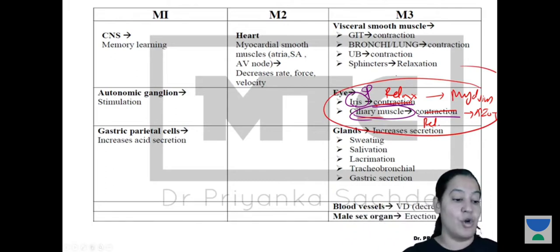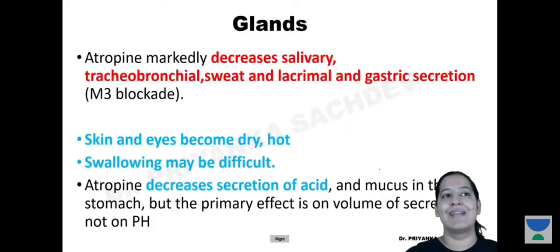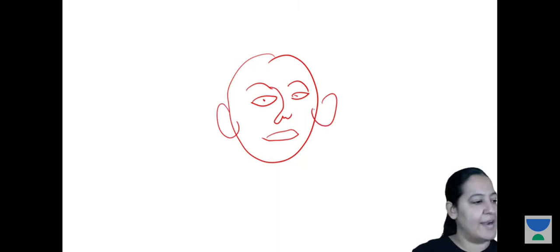Coming to the next organ, glands. So all the glands in the body. Let me draw one of the glands for you. Okay, let me draw the parotid for you. So this is the human face. This is the eye. I'm poor at drawing, huh? Don't laugh. This is the nose. This is the mouth. These are the ears. So where is the parotid gland present? Here, just beneath the ears. This is the parotid gland.